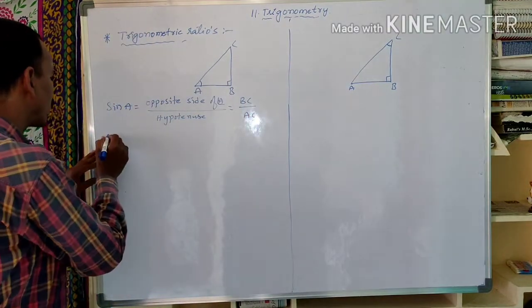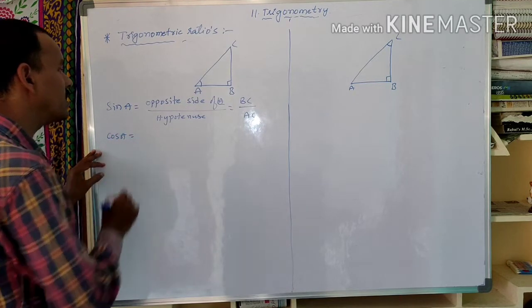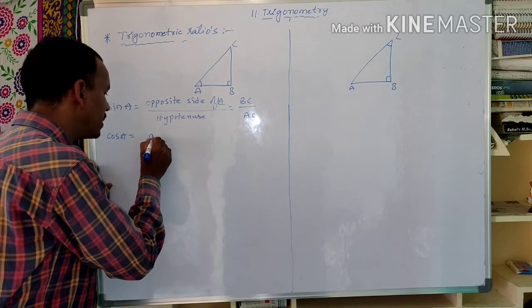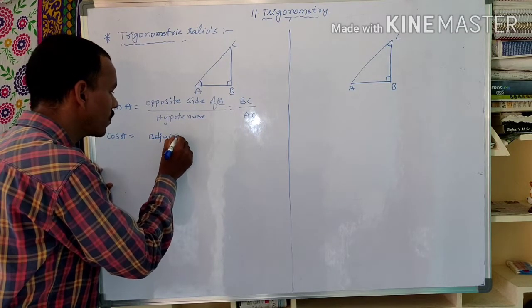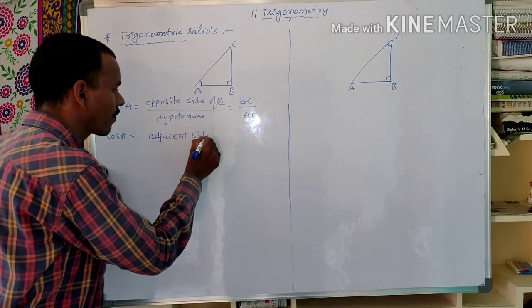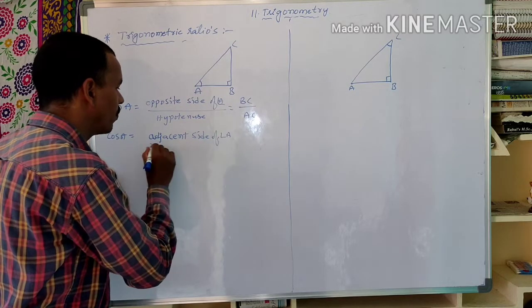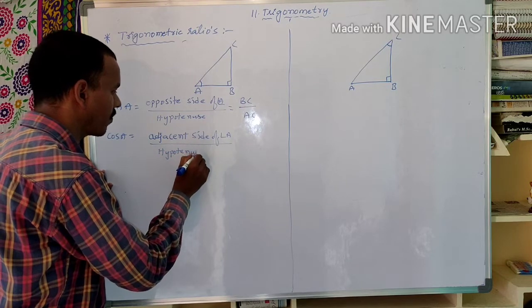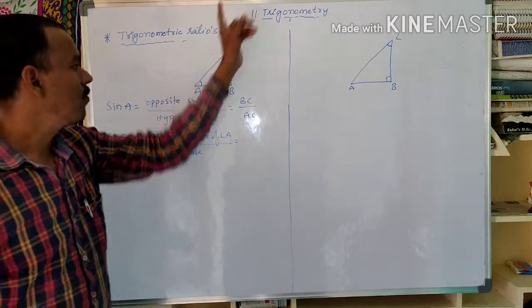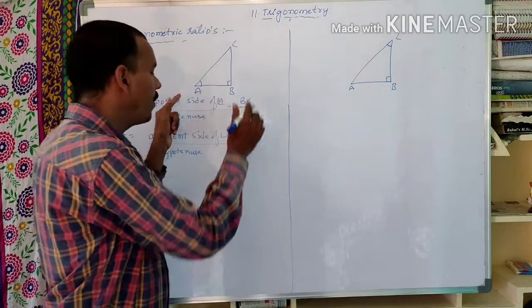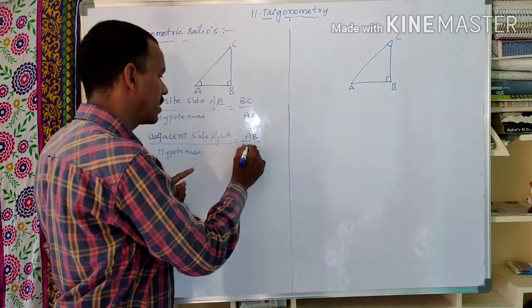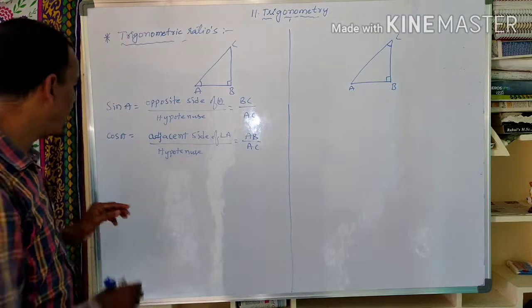Next, cos A. What is cos A? It is the adjacent side of angle A by the hypotenuse. The adjacent side of angle A is AB, and the hypotenuse is AC.